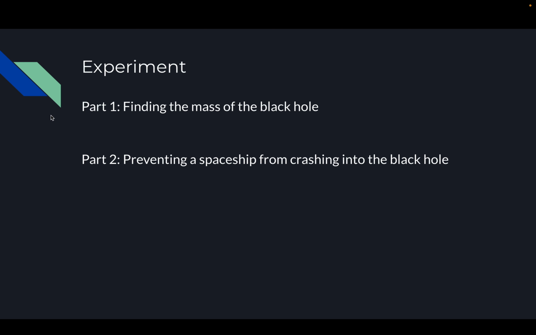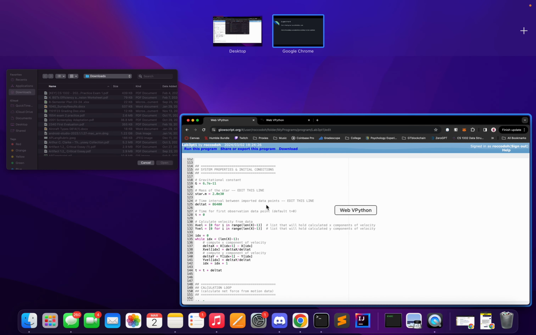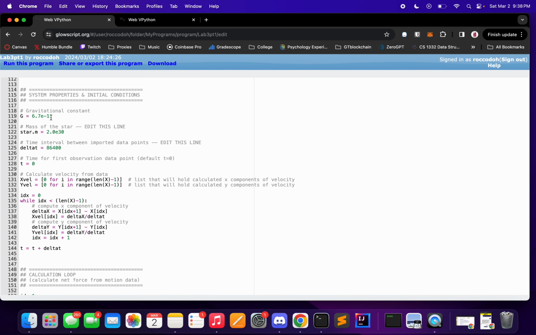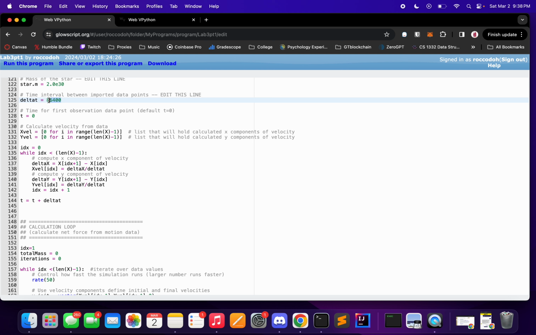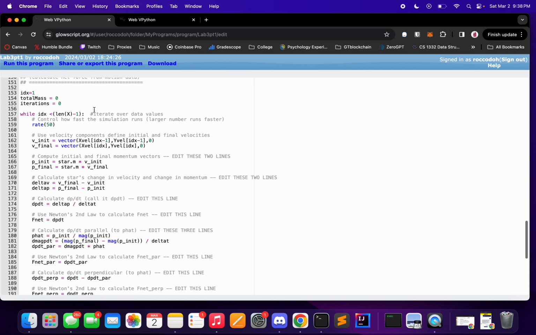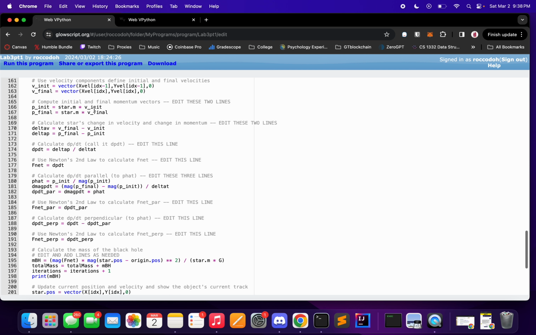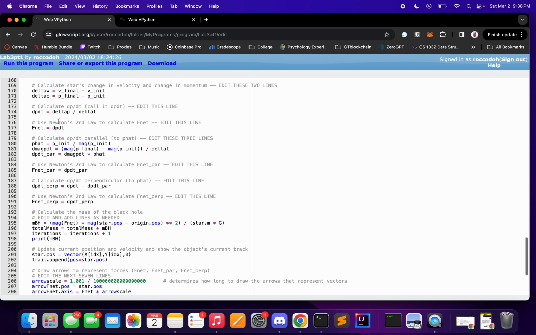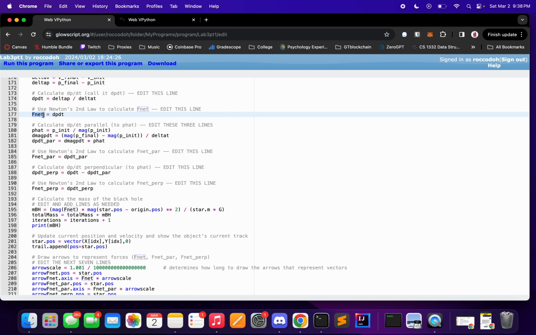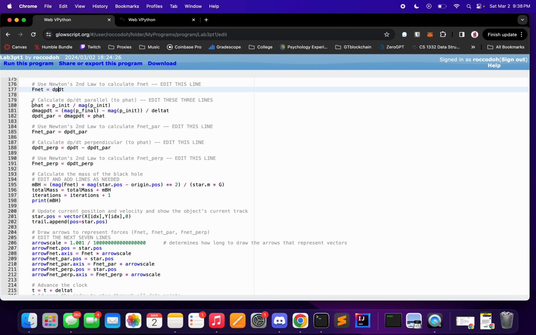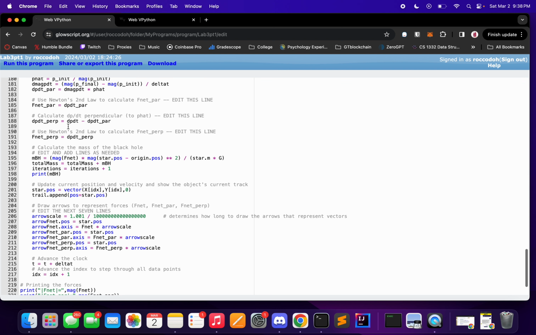So in part one, we're going to be finding the mass of the black hole. If we take a look at our code right here, we have G, the gravitational constant, the mass of the star, delta T, which is the amount of seconds in a day. And for our calculation, we have P initial, mass times velocity, and P final, mass times V final. Delta P, dP/dt is delta P over delta T. And then we have net force, dP/dt. And then we're going into each smaller component.